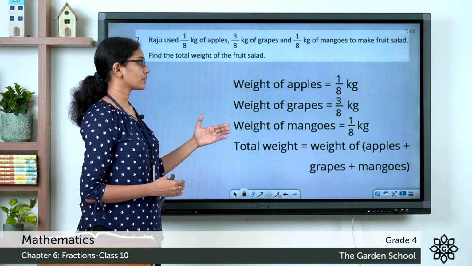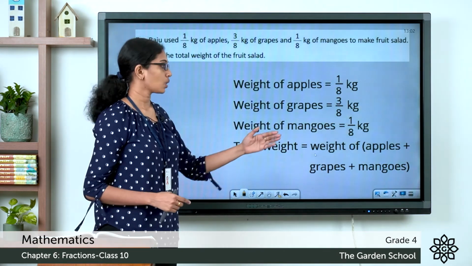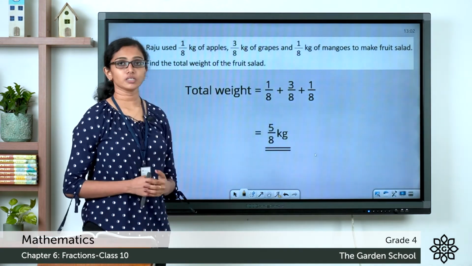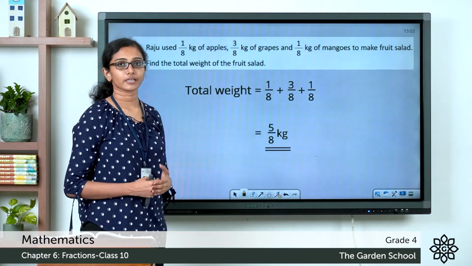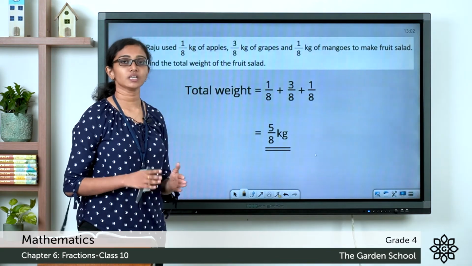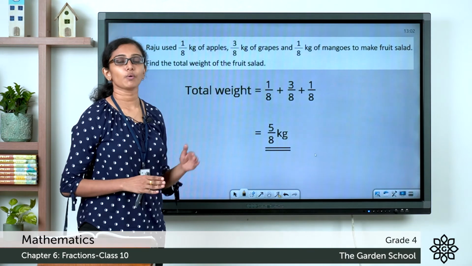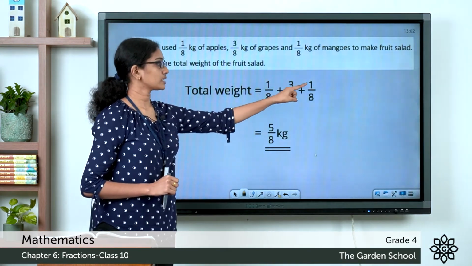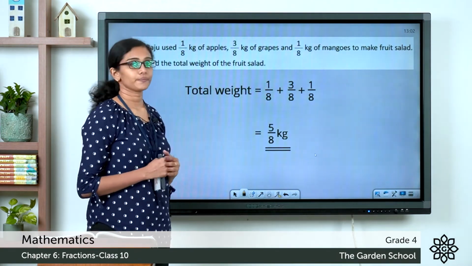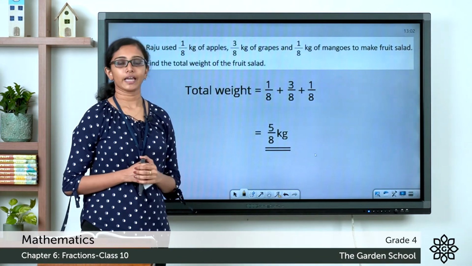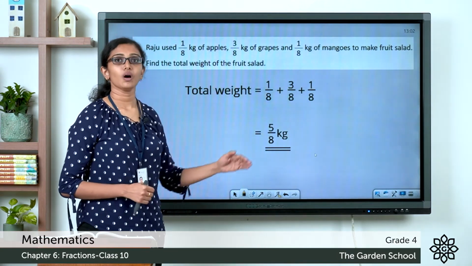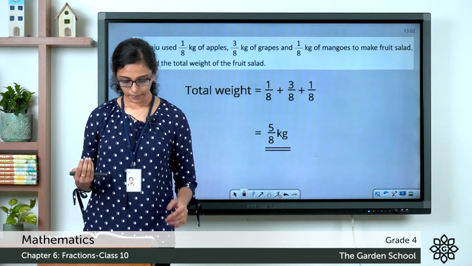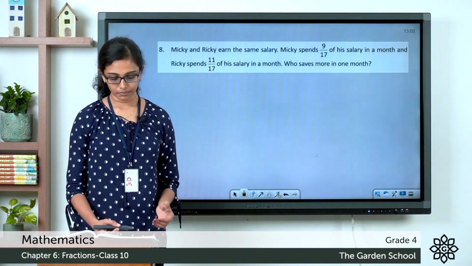So the total weight is equal to weight of apples plus weight of grapes plus weight of mangoes, which is equal to 1 by 8 plus 3 by 8 plus 1 by 8. Since the fractions are like fractions, just add the numerators, write the sum over the same denominator. So adding the numerators, we get 1 plus 3 plus 1, which is equal to 5, by the same denominator, 8. So the total weight is equal to 5 by 8 kilogram. Clear?